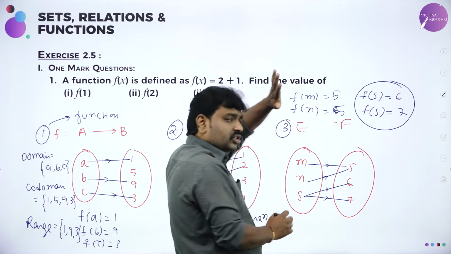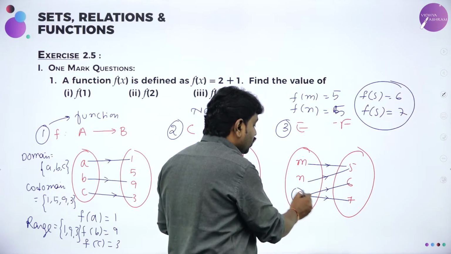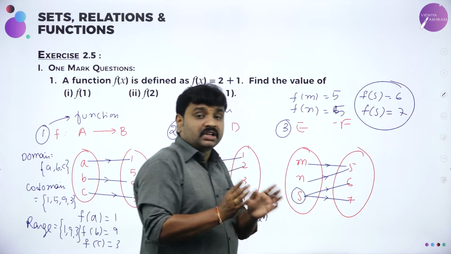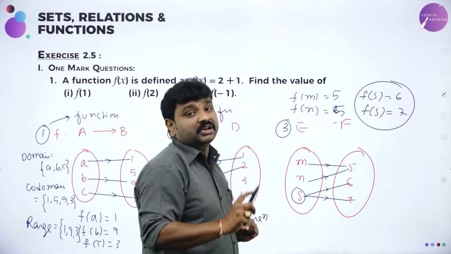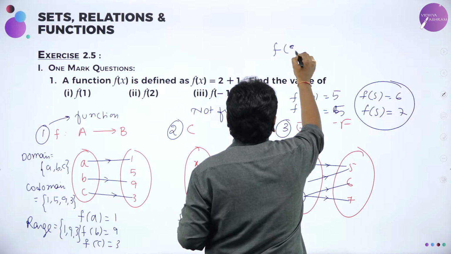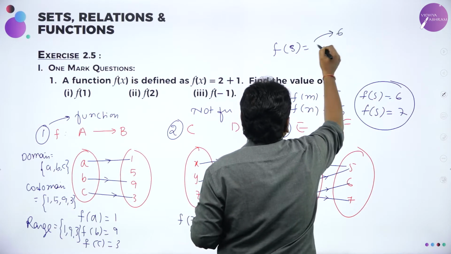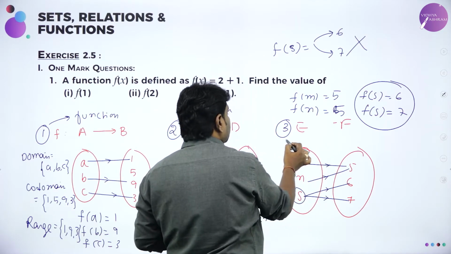Two elements can have the same image, but see, element S is going to 2. One element cannot go to 2 different elements. One element should have only one image. But here f of S has 2 values, 6 and 7. So, therefore, this is not a function. So, the third one is not a function.